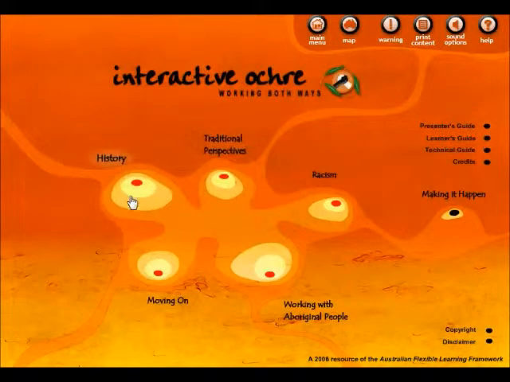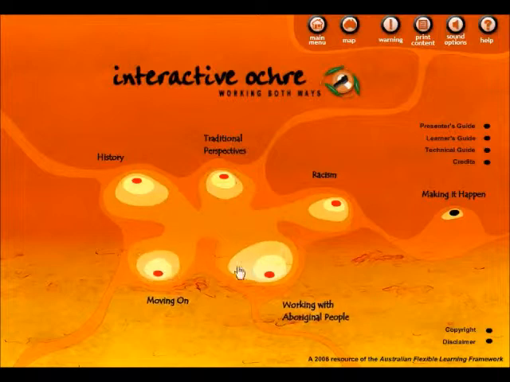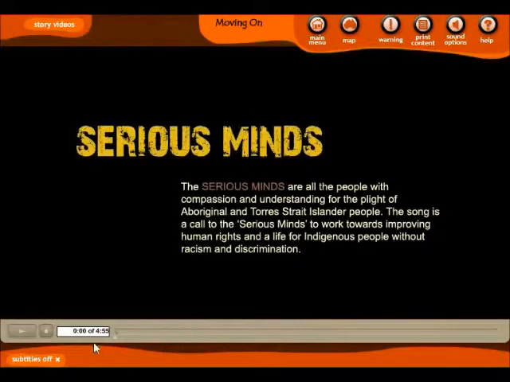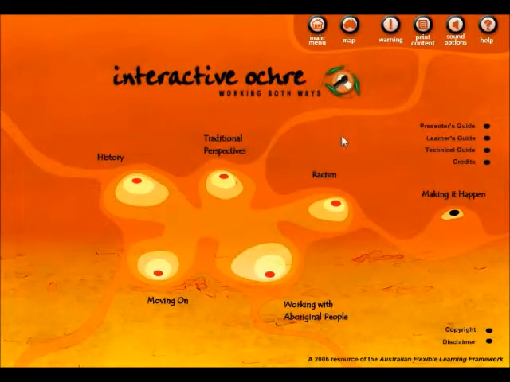The website is easy to navigate, with all information split into sections. These include history, traditional perspectives, racism, moving on, and working with Aboriginal people. They are all categorised, which makes it simple for students to research the knowledge they require in one place. Additionally, there is a support toolbar at the top of the page, which is convenient to access at any given time when using the website.